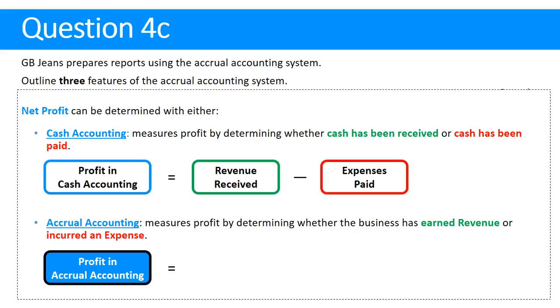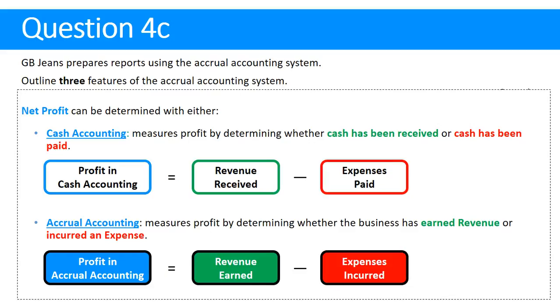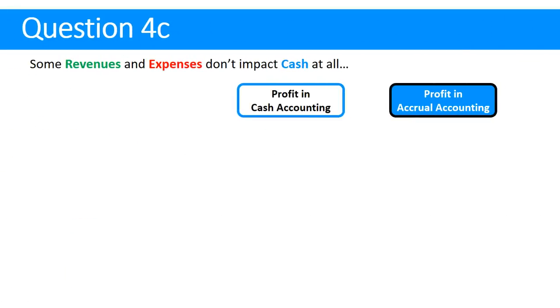So what we've been doing in Year 12 accounting is using accrual accounting, and that measures our profit by determining whether we've actually earned revenue or incurred an expense. So we take our net profit as revenue earned minus expenses incurred, and we're not concerned whether cash has actually changed hands. And what does that mean in practice?